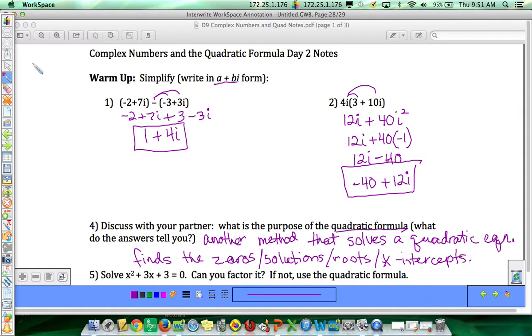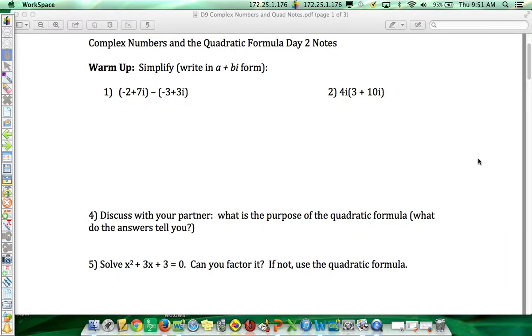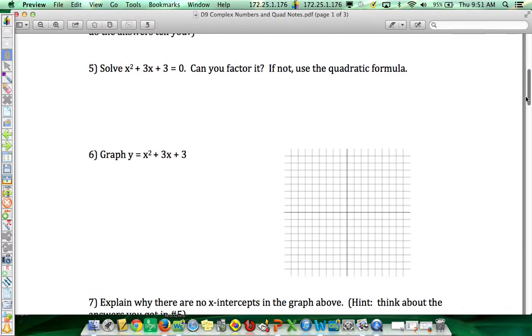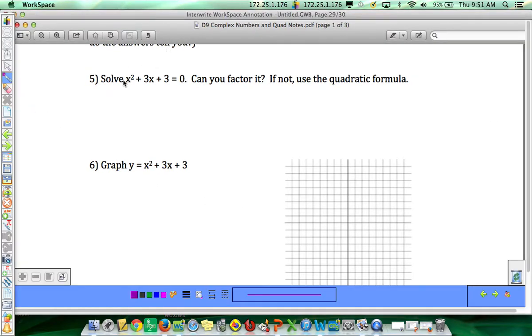Okay, so let's take a look at this next example. It says solve x squared plus 3x plus 3 equals 0. Can you factor it? If not, use the quadratic formula. So remember, when you're factoring this, you're trying to find two numbers that multiply to be positive 3, like 3 times 1, that also add up to 3. Well, 3 plus 1 doesn't equal 3, so this is not factorable. So I have to use the quadratic formula to find my zeros.